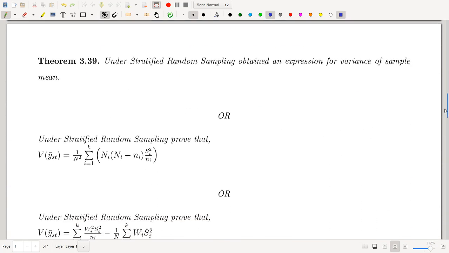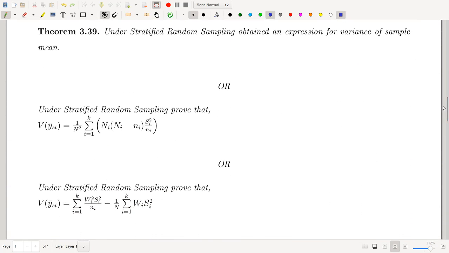Now move to the next theorem. The next theorem is, under stratified random sampling, obtain an expression for variance of sample mean. Means actually we want to obtain an expression for variance of y bar st. Or this theorem may be asked like this also: under stratified random sampling, prove that variance of y bar st is this. This formula is in terms of Ni, where Ni means ith strata size, and this formula is in terms of Wi, where Wi means weight of ith strata.